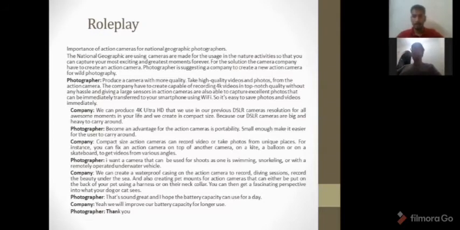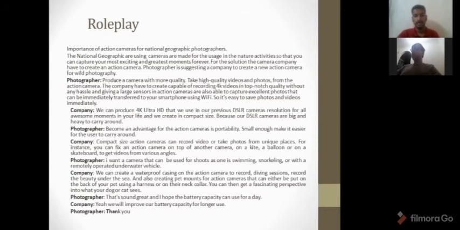Produce a camera with more quality. Take high quality videos and photos from the action camera. The company has to create one capable of recording 4K video in top notch quality without any hassle, and giving a large sensor in the action camera, also able to capture excellent photos that can be immediately transferred to your smartphone using Wi-Fi. So it's easy to save photos and videos immediately. We can produce 4K Ultra HD, which we used in our previous DSLR camera, resolution for all awesome moments in your life, and we create it in a compact size, because our previous DSLR cameras are big and heavy to carry around.